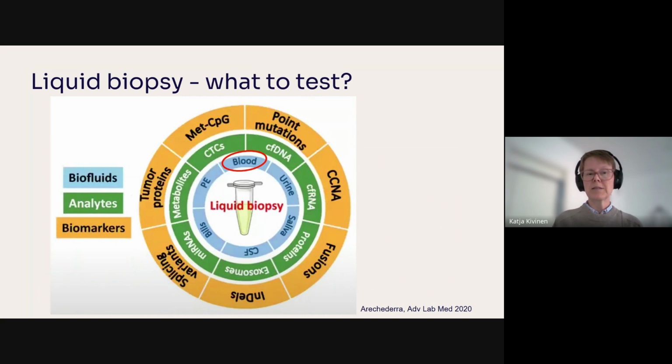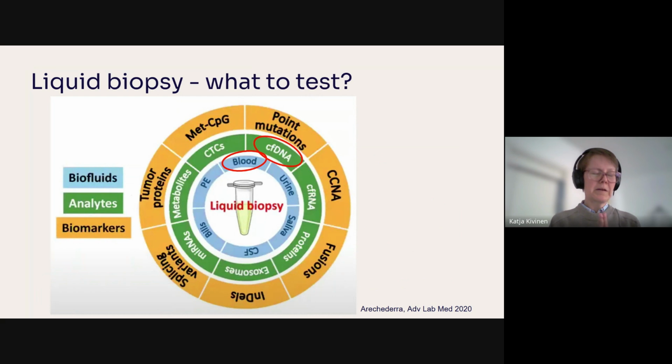So blood is usually the thing where we have started. We are also interested in other types of biofluids. And then again, with DNA, there's so much more known compared to RNA, proteins, metabolites, for example, that it is the analyte of choice for us currently. But of course, there are others interested in many of these different analytes, and they all have their strengths.